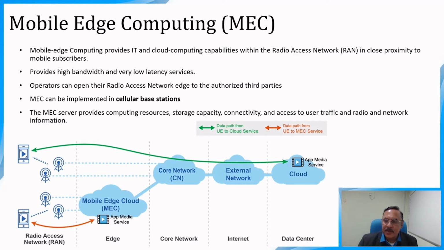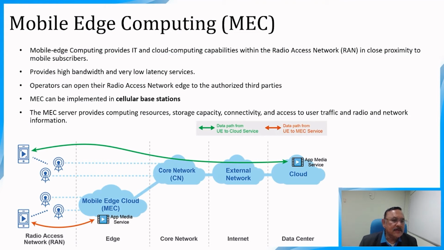So, in the access technology, in edge computing, the intermediate devices between the end users and the cloud participate in processing and storage of data as well as execution of the program. Therefore, mobile edge computing provides IT and cloud computing capabilities within the radio access network, that is RAN, in close proximity to the mobile subscriber.